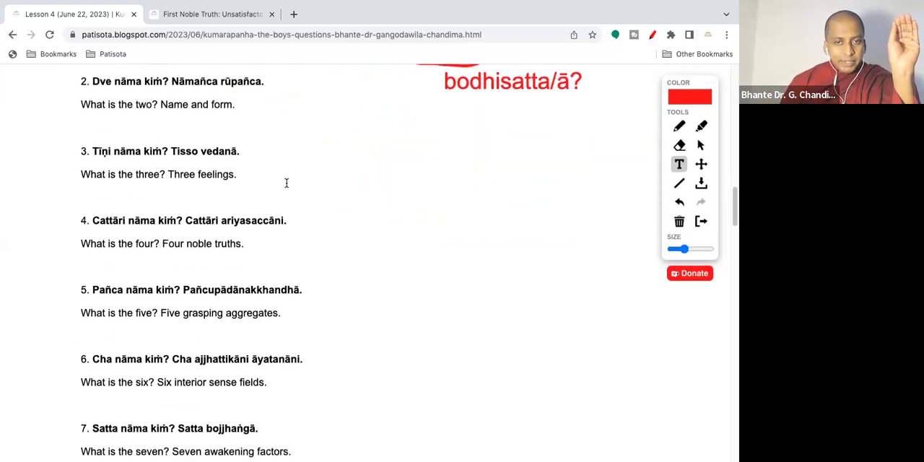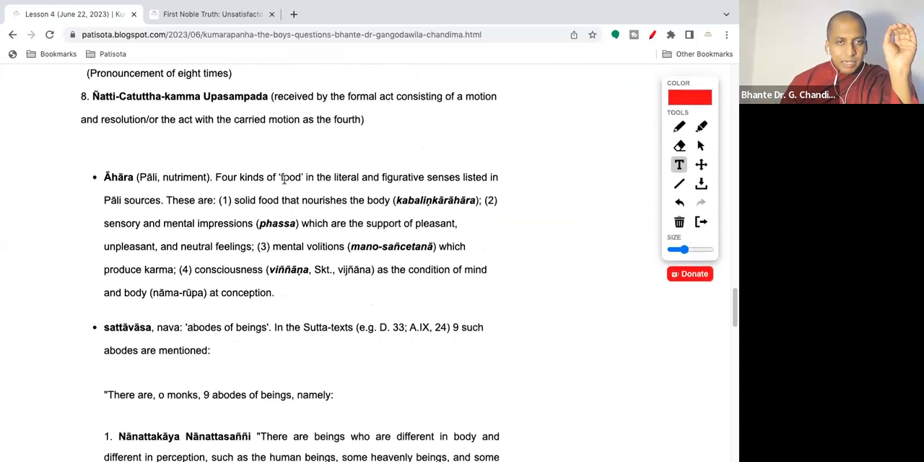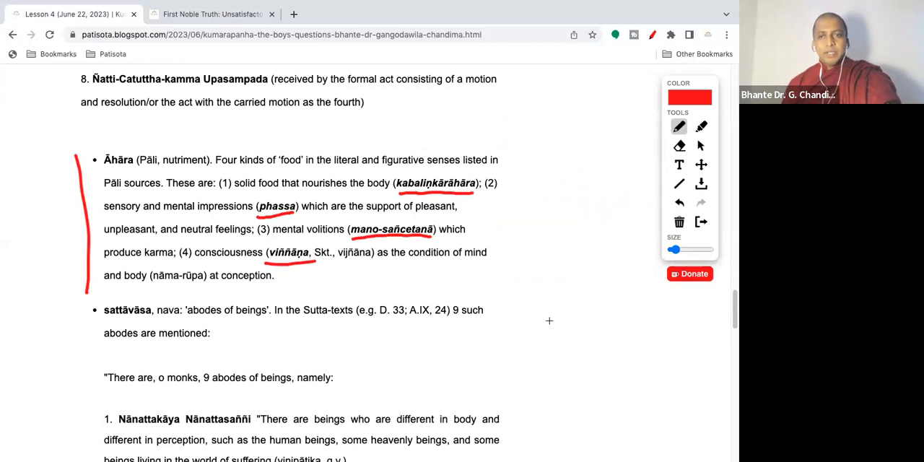That is why I gave you a note. You go down over here. You can see over here. Ahara, this part. Nutriment. Four kinds of food in the literal and figurative senses listed in the Pali sources. Number 1, Kabalinkara. Number 2, Phassa. Number 3, Manosancetana. Number 4, Vinnana. Now let's identify these different types of food.